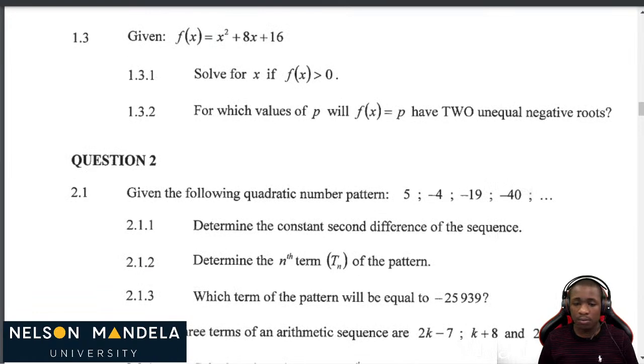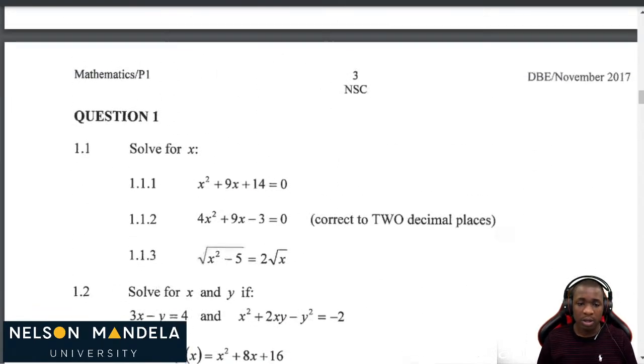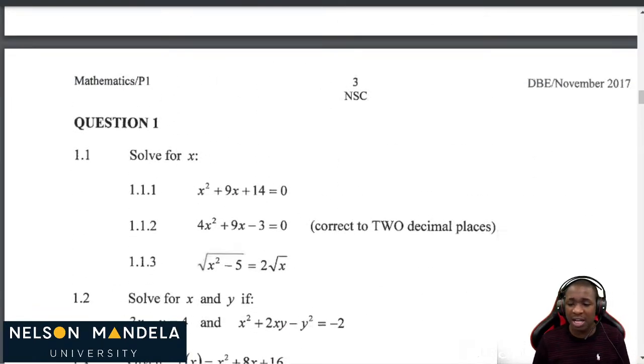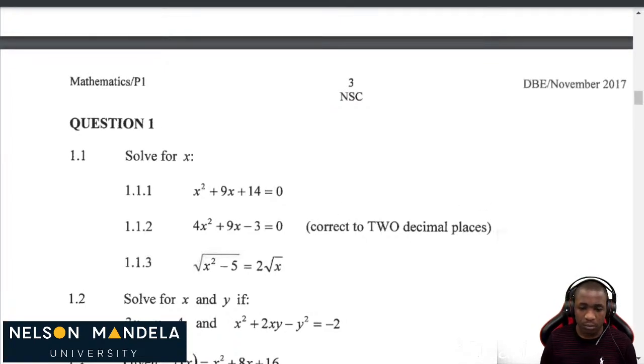So now we have to solve for x. You can see the questions are almost similar. The same way they asked the questions in grade 11 is the same way they'll ask you in grade 12 as well. Okay. Without wasting any time, let's hit the road now.